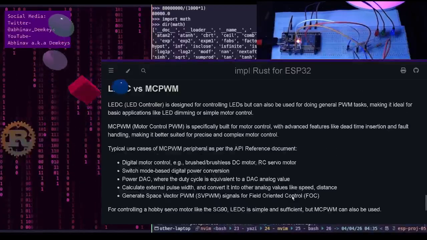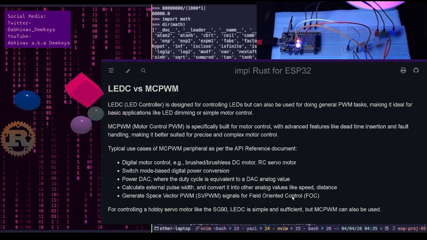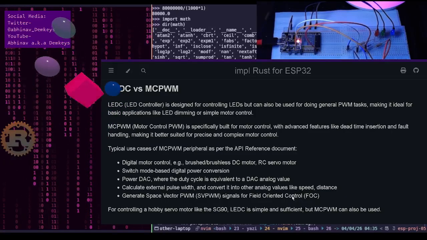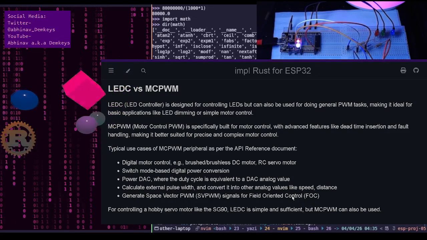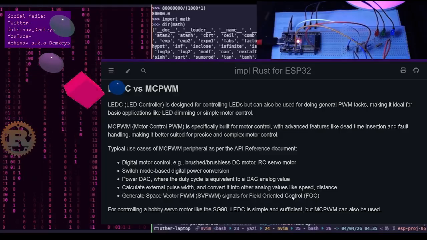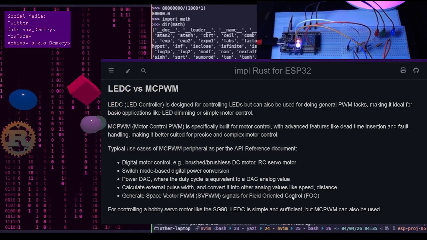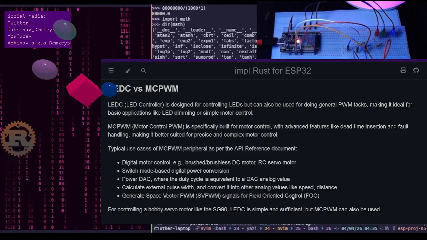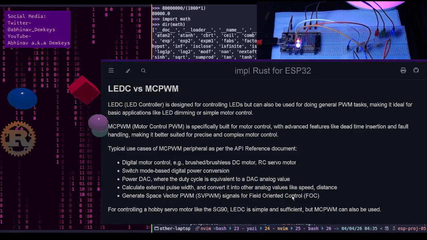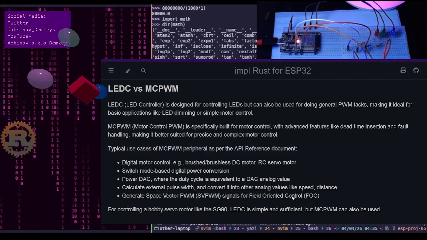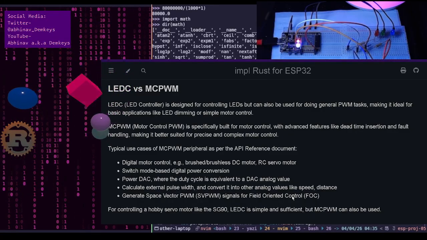Let's read the summary of this. LED-C, or LED controller, is designed for controlling LEDs, but can also be used for general PWM tasks, making it ideal for basic applications like LED dimming and simple motor control. MCPWM, motor control PWM, is specifically built for motor control with advanced features like dead time insertion and fault handling, making it better suited for precise and complex motor control.